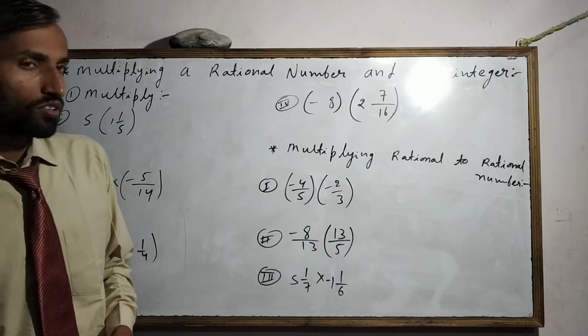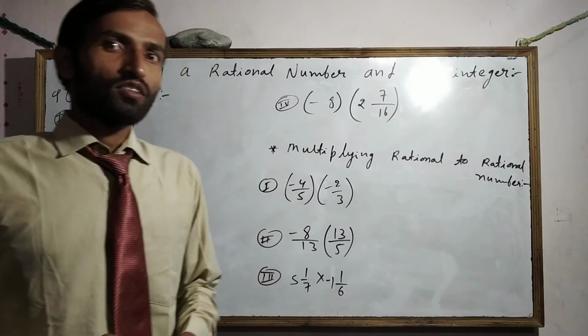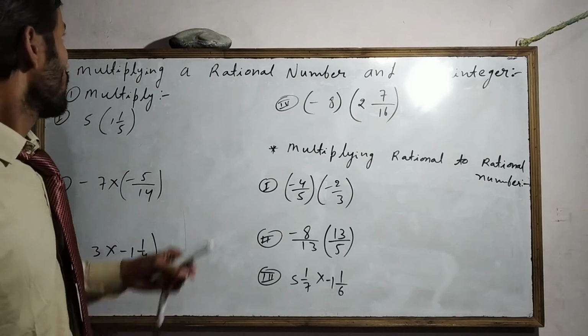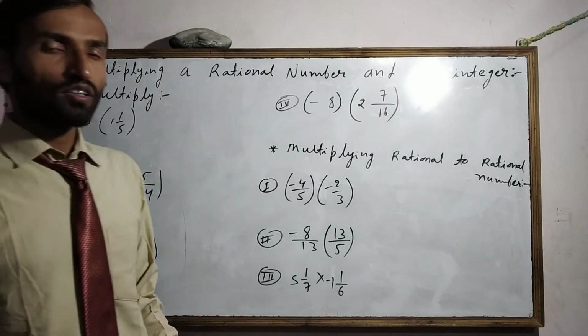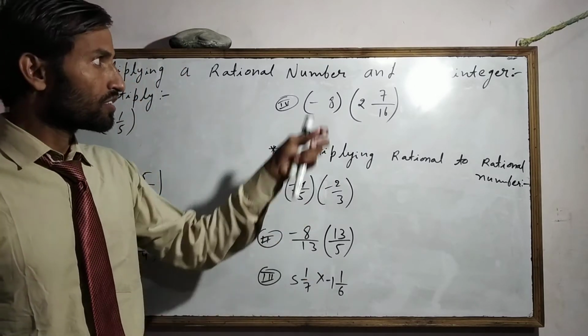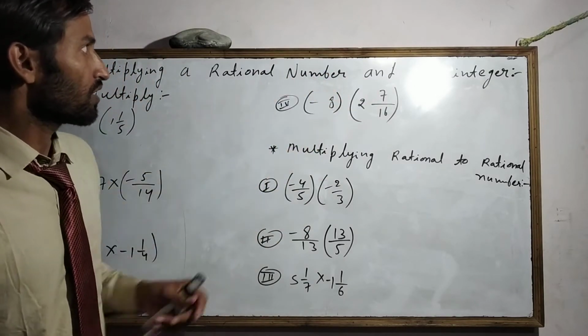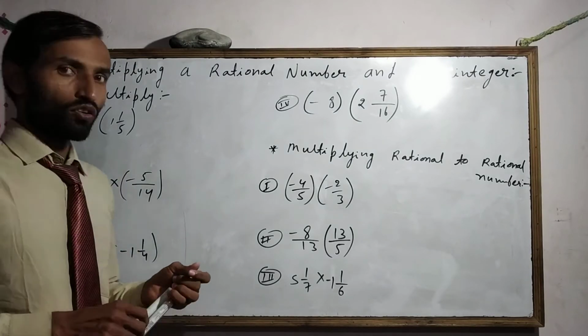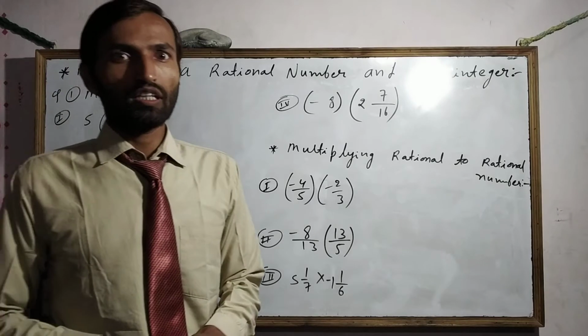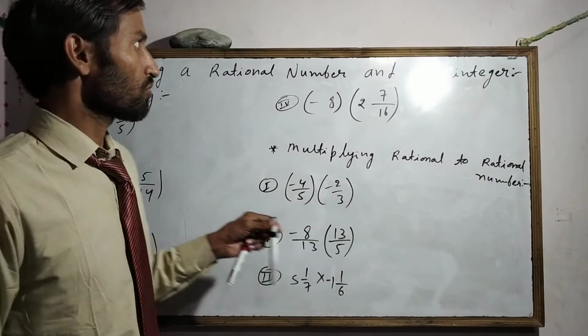Now we have to start a new topic. We continue with multiplication of a rational number by an integer. How will we multiply any rational number by an integer? We follow the same steps you followed in the fraction chapter, but you have to be careful with the sign.